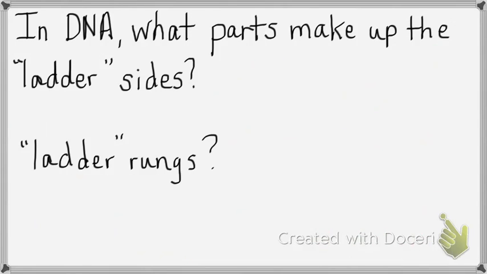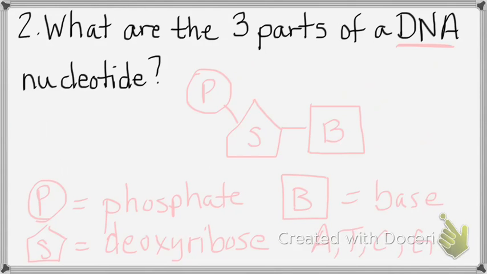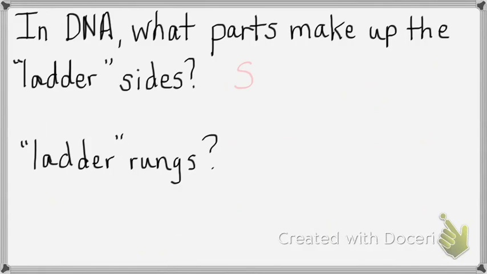Okay, the second part of number 2. In DNA, what parts make up the ladder sides of the DNA molecule? Okay, here's our parts. Phosphate, sugar, and base. Which of those make up the backbone? The sugar and the phosphate. That's good. That's what makes up the sides of a DNA ladder, so to speak. And what makes up the steps of the ladder or the rungs? Bases.